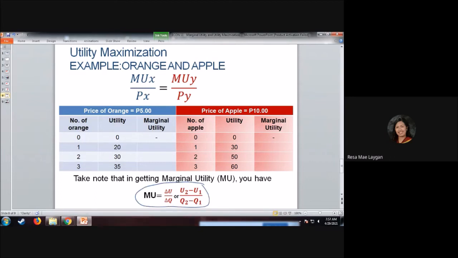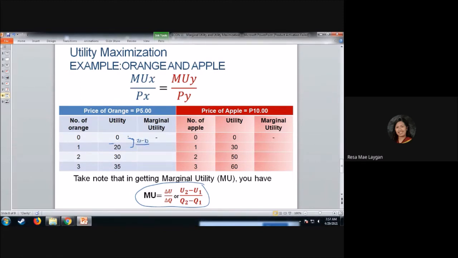Like the total utility, this is the change of the total utility divided by the change of the quantity, or U2 minus U1 over quantity 2 minus quantity 1. So let's find out how much is the total utility here. Okay? So we have here 20 minus 0.